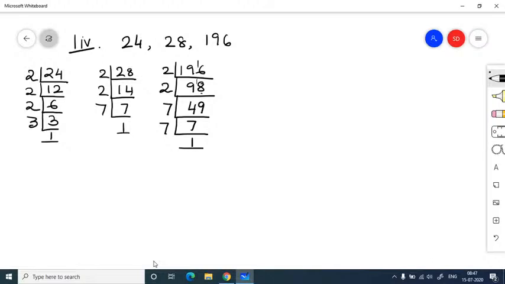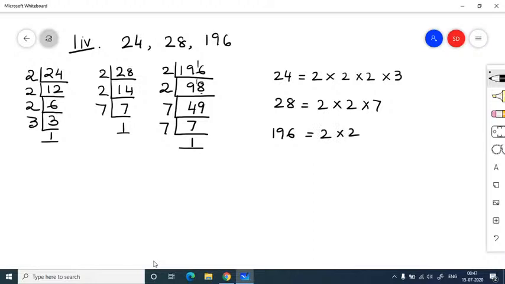So let me write this down. 24 is equal to 2 into 2 into 2 into 3. 28 is 2 into 2 into 7. And 196 will be 2 into 2 into 7 into 7.